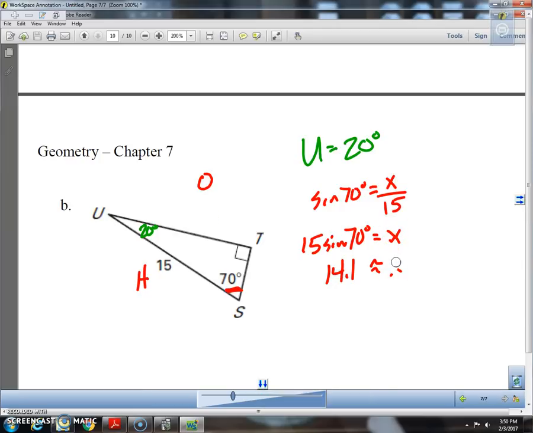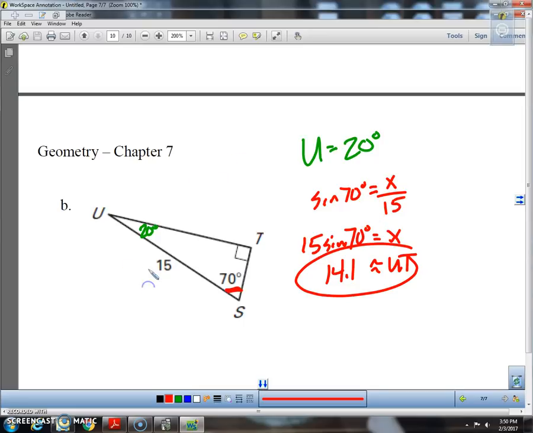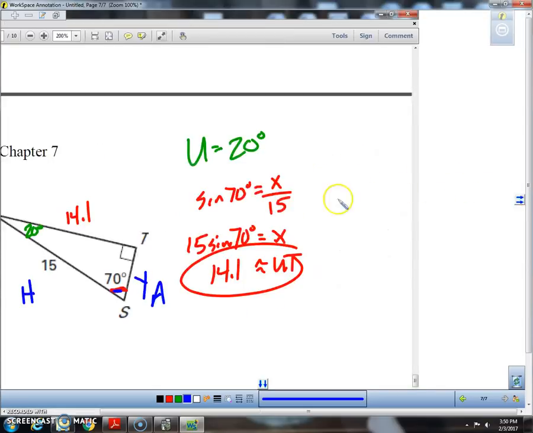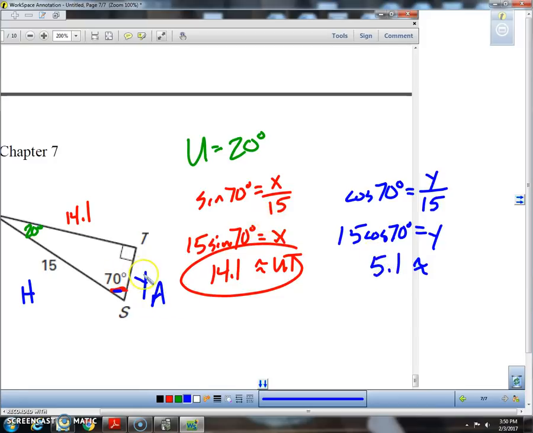So let me change that. That's UT, 14.1. And now TS. Let me call that Y. I'm still using this angle, adjacent hypotenuse. Okay, that's cosine, of course. The cosine of 70 degrees equals Y over 15. Multiply by 15. Gets me about 15 cosine of 70 degrees. That's about 5.1. And that's TS.